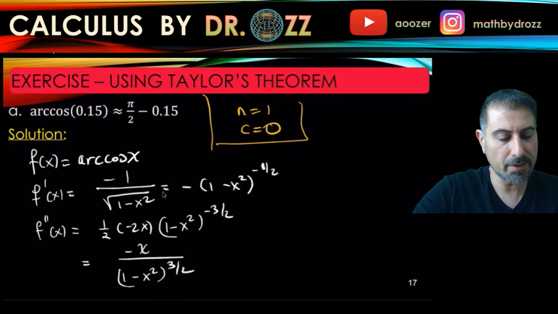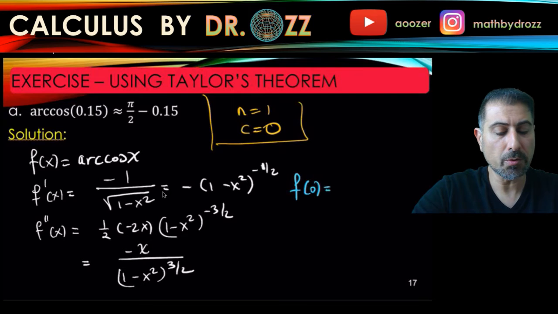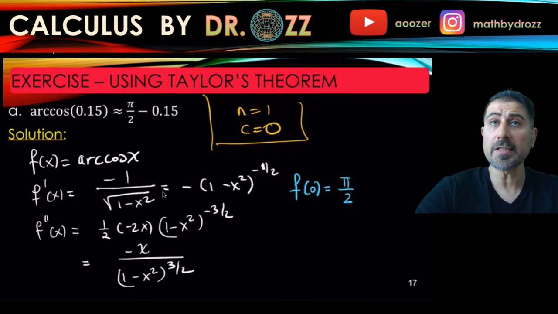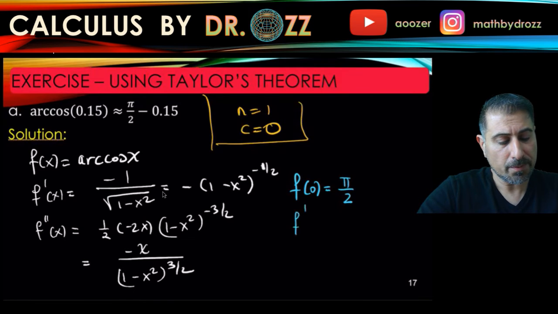All I need is f evaluated at 0. So arc cosine 0 should be pi over 2. You can use your TI-84 to find arc cosine 0, and f prime at 0 is in fact -1.